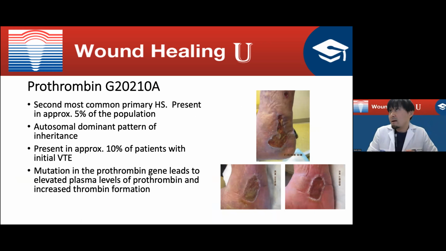And this is the prothrombin mutation, which is the second most common reason for the hypercoagulable states. About 5% of the population is affected. And this is also an autosomal dominant pattern and present in about 10% of the initial venous thromboembolism. And this mutation in the prothrombin gene leads to elevated plasma level of prothrombin and increased thrombin formation due to excessively produced factor 2.